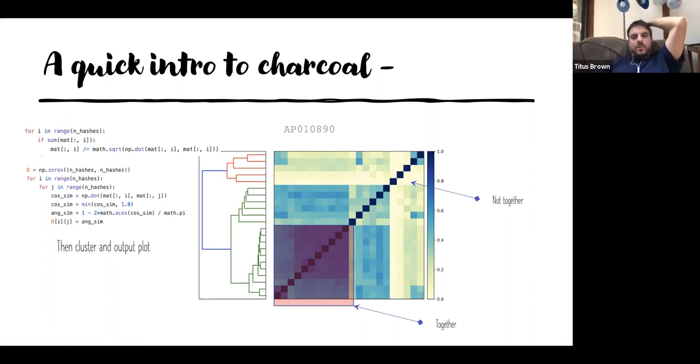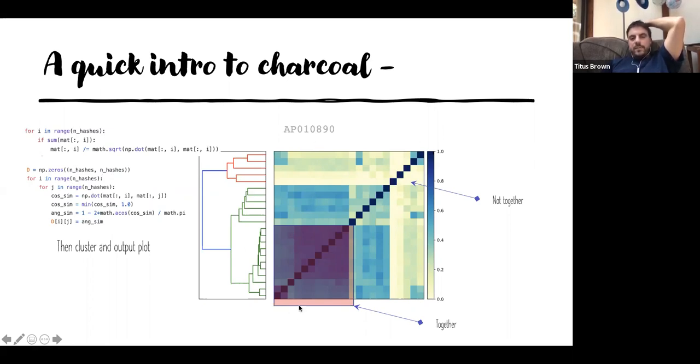Okay, so a really quick intro to charcoal is like we do these plots of hash togetherness vectors using angular similarity, and then we cluster and output the plot. The Python code is right here. You take presence abundance vectors for Sourmash across a bunch of metagenomes, and then you compute the angular similarity between those vectors, and so you have sort of a hash by hash matrix.